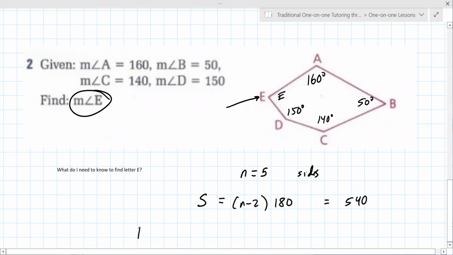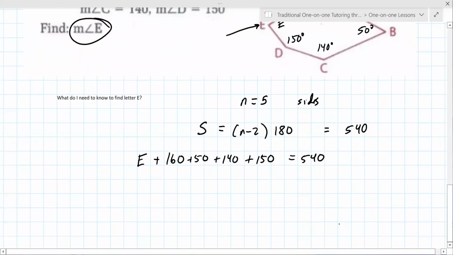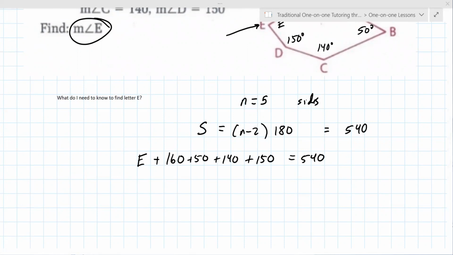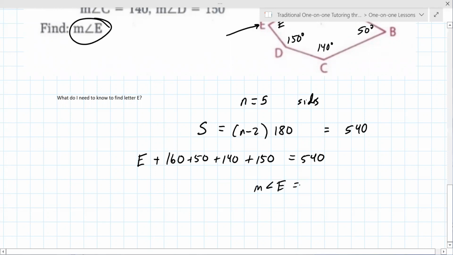So that leads you to an equation: E plus 160 plus 50 plus 140 plus 150 equals 540. Will you solve that for angle E, please? Yes. 40. Yes, measure of angle E is 40 degrees. Very good.